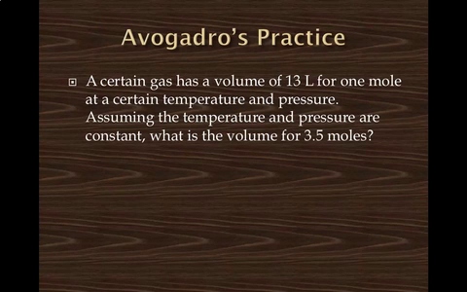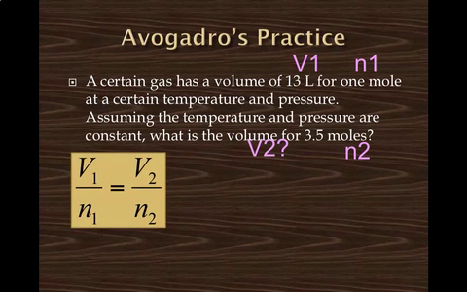So let's look at a practice problem. A certain gas has a volume of 13 liters for 1 mole at a certain temperature and pressure. Assuming the temperature and pressure are constant, what is the volume for 3.5 moles? So there's my first volume, where liters measures volume, and there's my first number of moles, which is 1. There's my second number of moles, and I need to find the second volume.